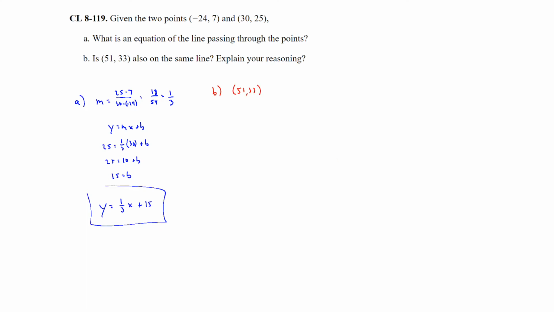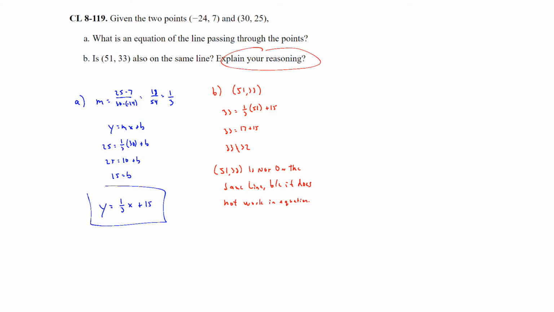Now in part B, it wants to know if the point 51, 33 is on the same line. So we should be able to plug in the information given to us and see if we get a true statement. So does the right-hand side equal 33? A third of 51 is 17. 17 plus 15 is very close to 33, but it is not 33, it's 32. So therefore, the point 51, 33 is not on the same line. So make sure you explain your reasoning.